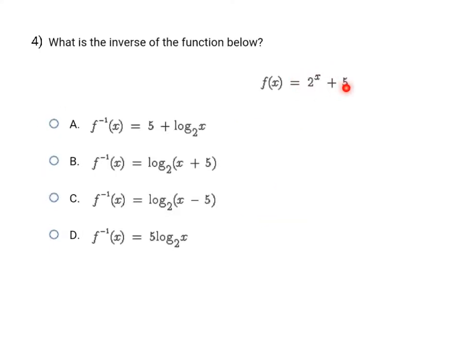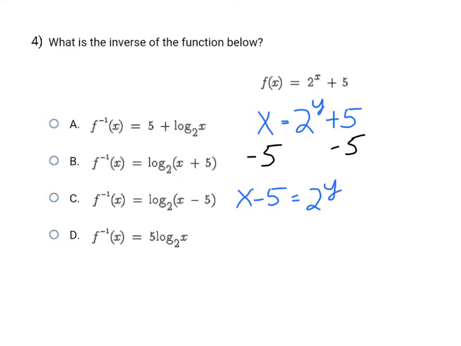Now this function it wants us to find the inverse of has this plus 5. So because it has that plus 5, I have to go back to my original way that we talked about in the lesson function inverses, where you change the f of x to y and then switch the x's and the y's. So that means I'm going to have x equals 2 to the y plus 5, and I'm going to have to solve for y. So the first thing I'm going to do is subtract 5 from both sides. And I'm going to have x minus 5 equals 2 to the y power.